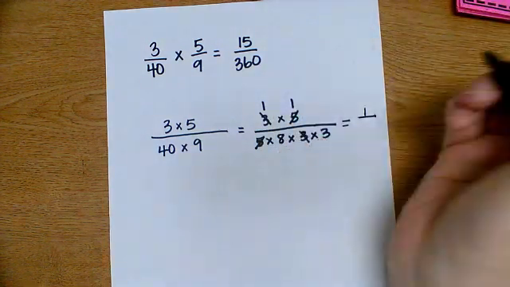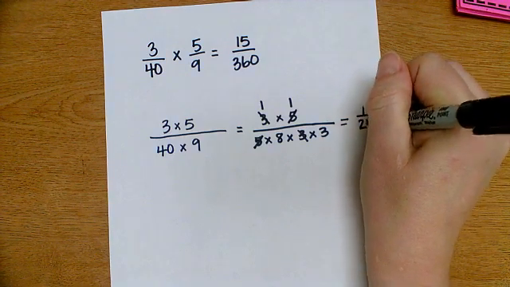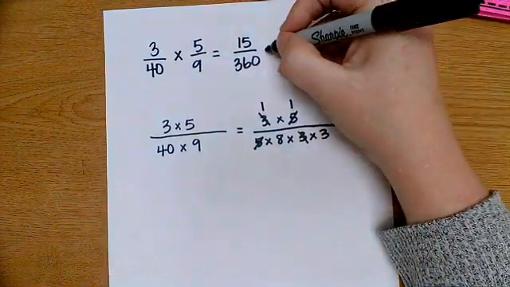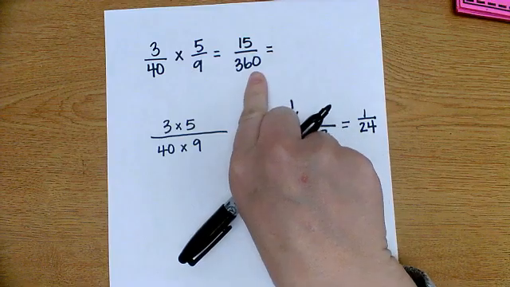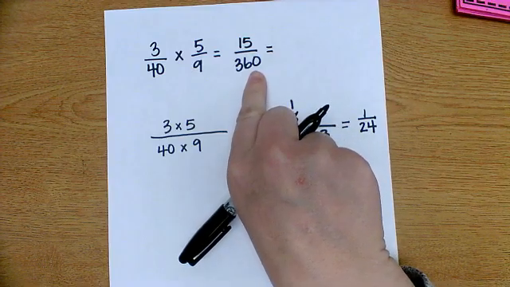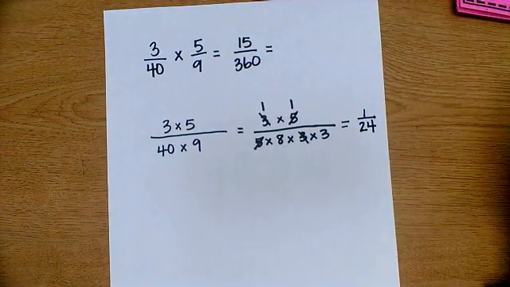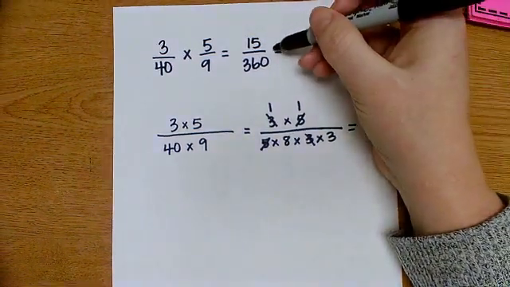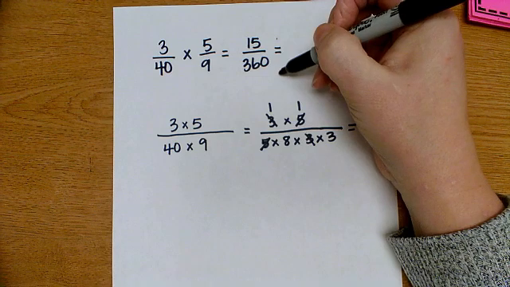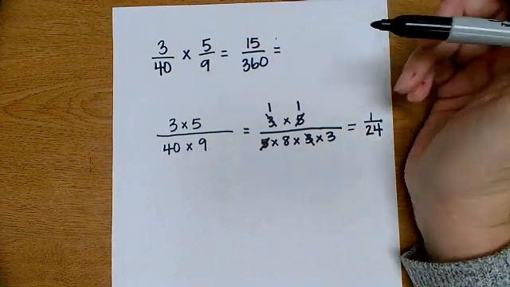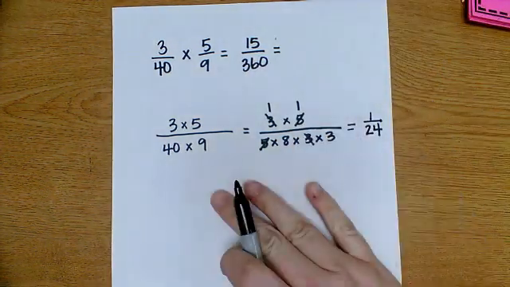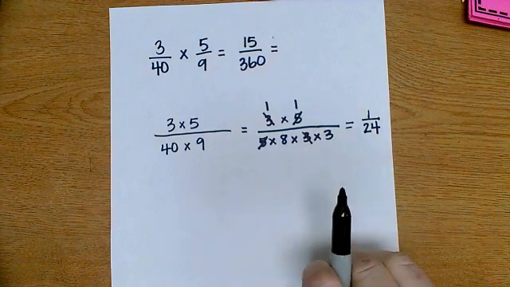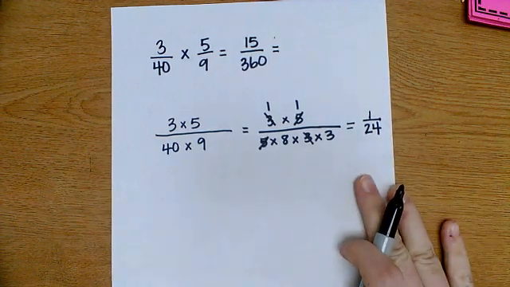And 8 times 3 is 24. So if we were to take 360 divided by 15, we would get 24. So I essentially could simplify both the top and the bottom by 15. Now, I know that looks super confusing, and we're going to do a few more like that, and then I'm going to show you the shortcut.